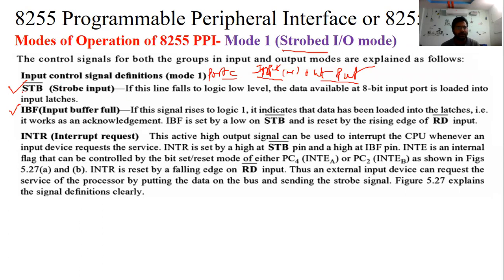What is the meaning of the strobed input signal? If the signal goes low, nothing but false, logic low, nothing but zero. Why? Because it is STB bar, negative logic, so it works whenever it is zero only. If it is equal to zero, it indicates that the data available at the 8-bit input port is loaded into the input latches, nothing but port A or port B.